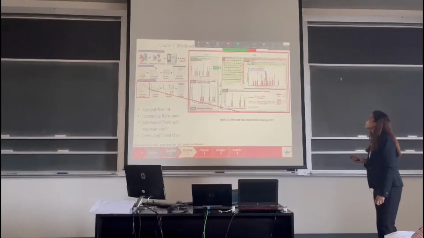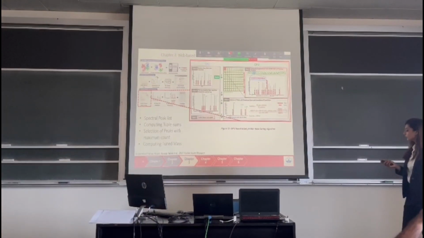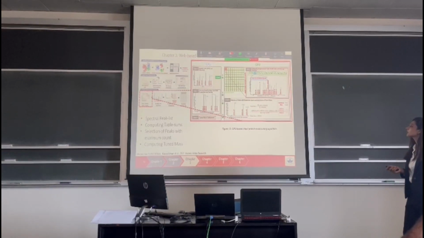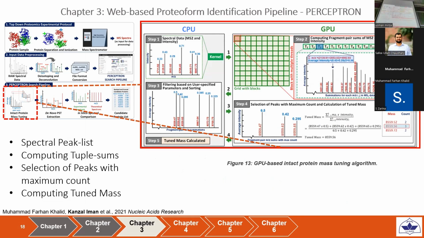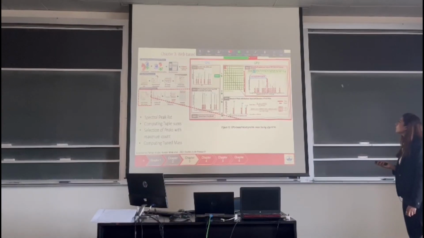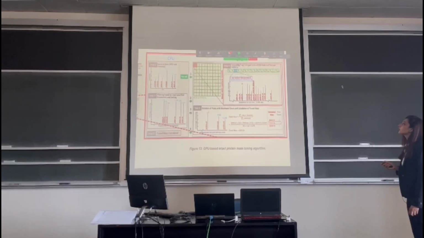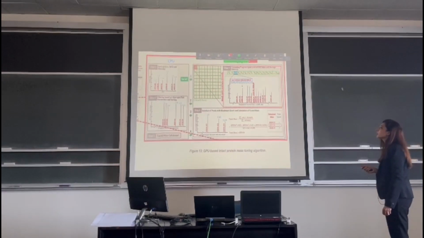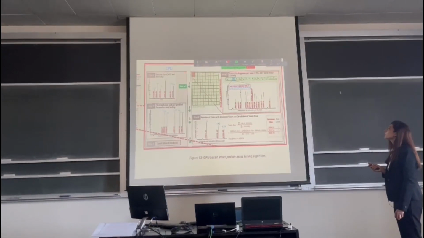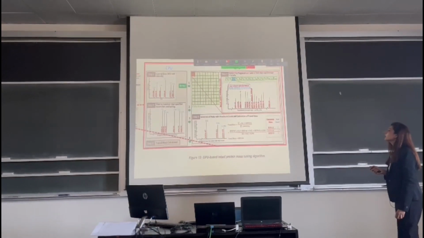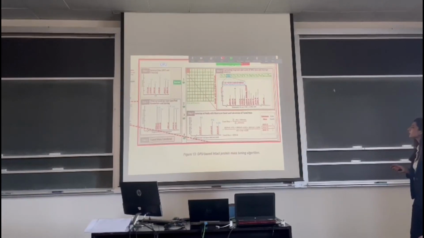Talking about individual algorithms which have been implemented in GPU. So the first algorithm which has been implemented in GPU in Perceptron is the intact protein mass tuning algorithm, which is the mass filtering algorithm. So in the first step, the spectral data is sent via a kernel. Kernel has a grid with blocks. Within each block, there are multiple threads which run in parallel and compute fragment pair sums.